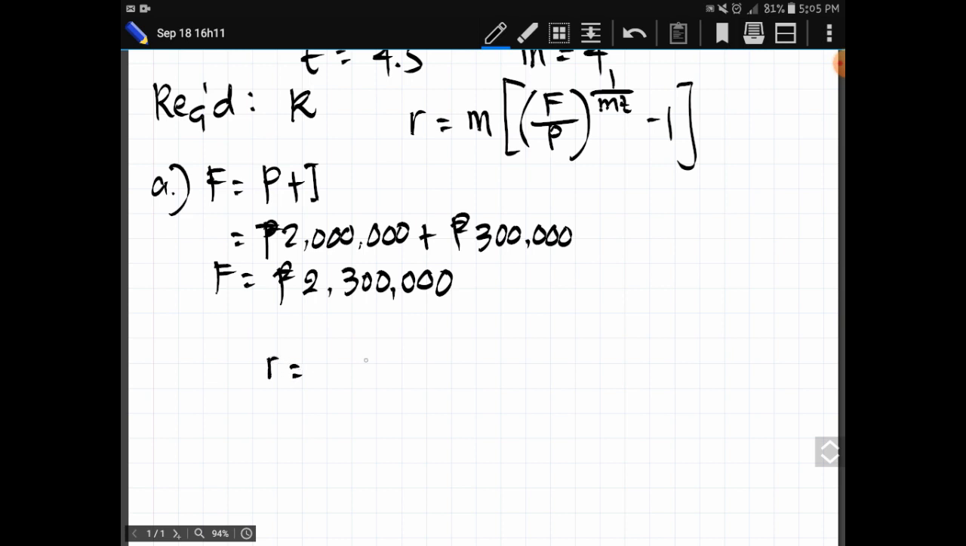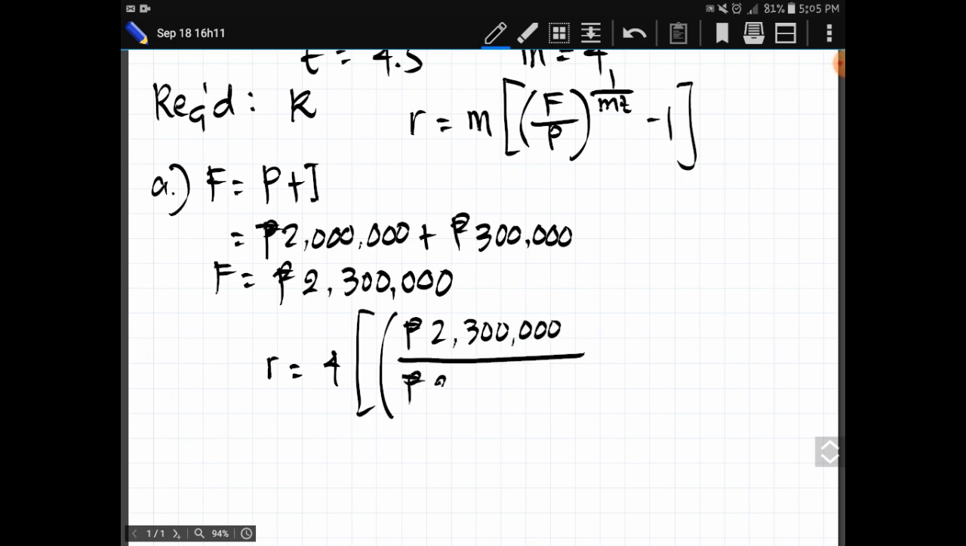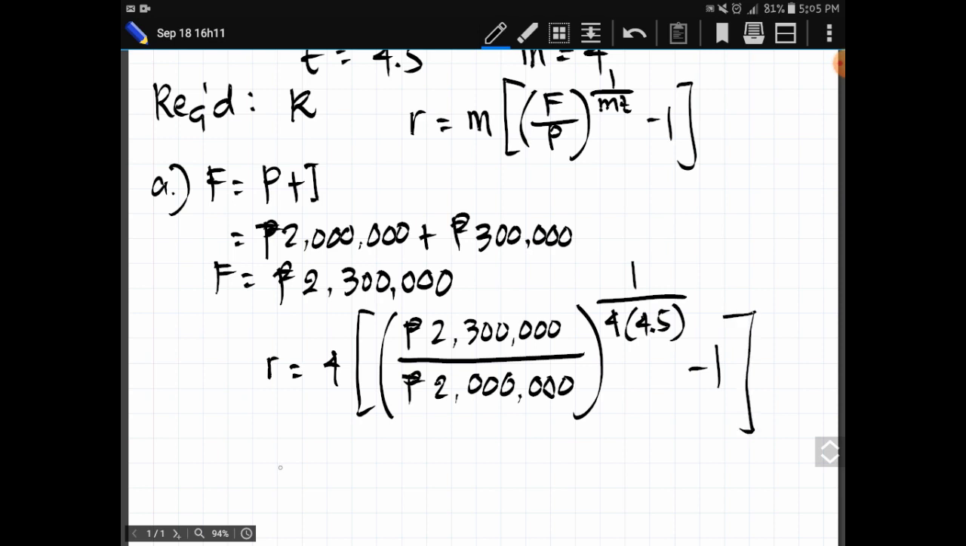In this case, we can use the formula. So our R is equal to M, which is 4, multiplied by the quantity, 2,300,000 pesos over the principal, which is 2 million pesos, close quantity, raised to 1 over M times T, where M is 4 and our time is 4.5, minus 1. And our R is equal to 0.031, multiplied by 100 to be in percent. So R is equal to 3%.